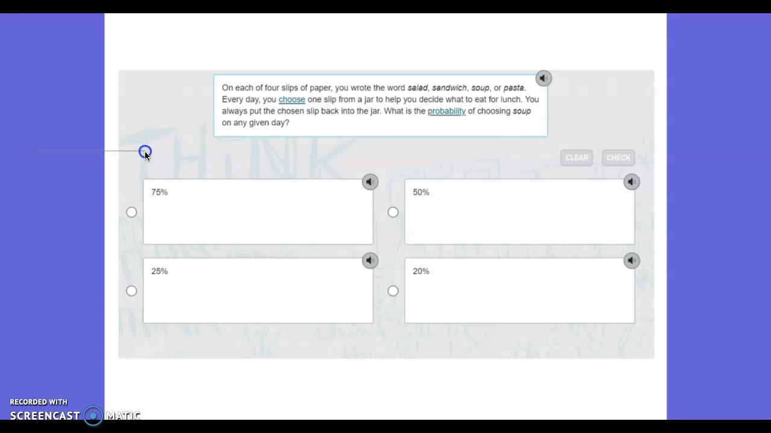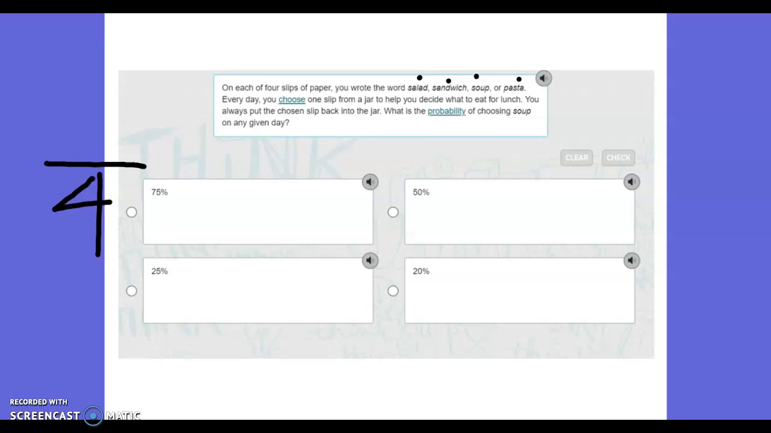So again, the number of possible outcomes is always going to be how many? I have salad, sandwich, soup, and pasta. There's always going to be 4 possible outcomes here. That is the number of outcomes that you could get. It doesn't say that, say, a popsicle is one of those options. There are only 4 options, and they're always in that bag.